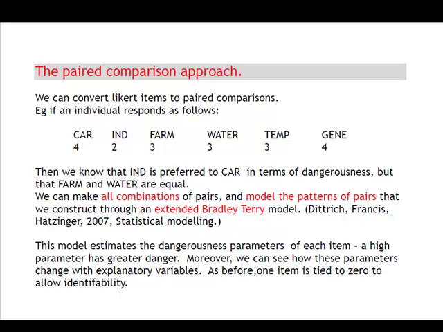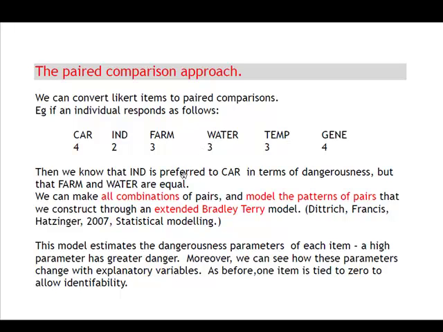I just really wanted to briefly talk about paired comparisons. Well, here's a set of responses. We have car, ind, farm. Low value is more dangerous, so we can see that industry is considered to be dangerous, cars considered not to be so dangerous, and we can make paired comparisons in terms of the level of dangerousness. So if we look at industry and car, we can see that industry is considered more dangerous than car pollution. We have equality if we compare farm pollution to water pollution.